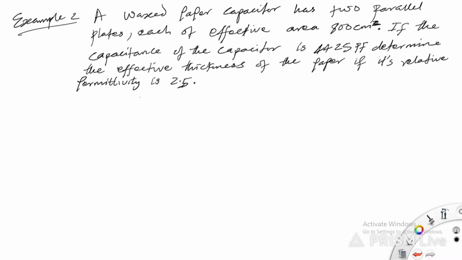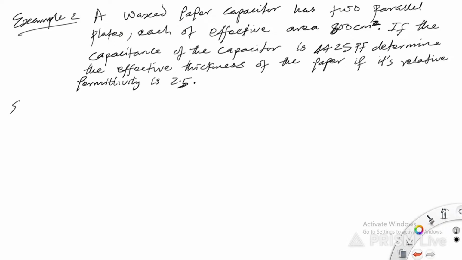So this is our second question. It says a wax paper capacitor has two parallel plates, each of effective area 800 centimeters squared. If the capacitance of the capacitor is 4425 picofarads, determine the effective thickness of the paper if its relative permittivity is 2.5.